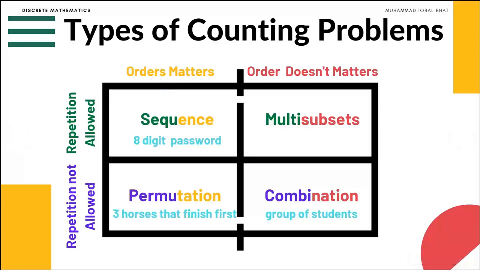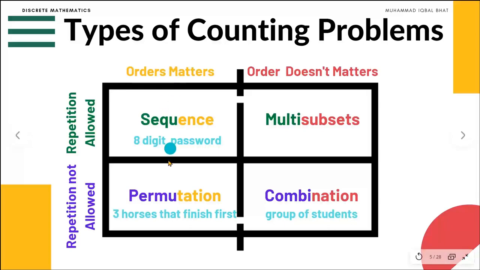So here the order matters, and repetition is allowed. You can create a password in which you can repeat some characters. For example, ABCA. I have repeated the character A twice. So it is a problem that falls in this first quadrant. It is called a sequence problem.